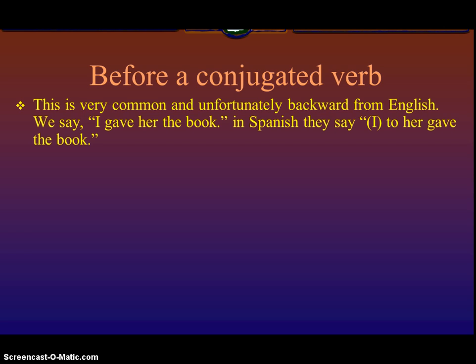Okay, so indirect object pronouns come before a conjugated verb. This is very common and unfortunately backward from English. We say, I gave her the book. In Spanish, they say, I to her gave the book.